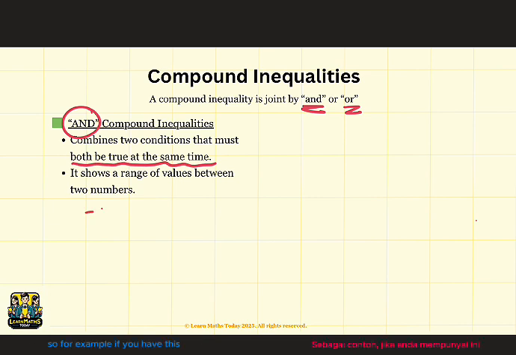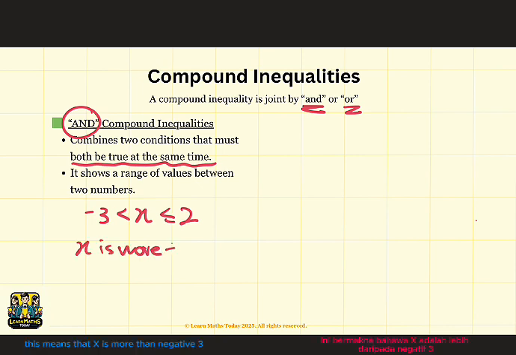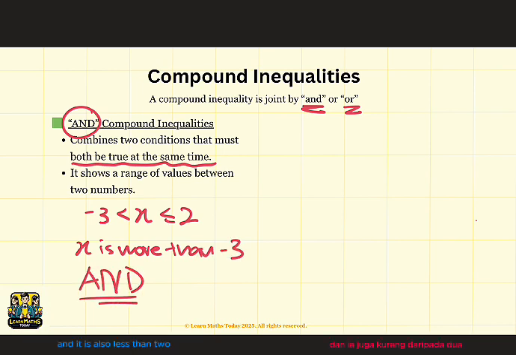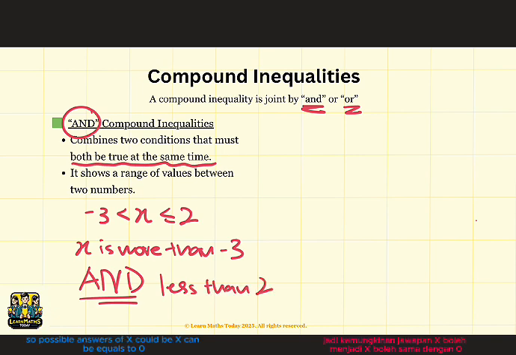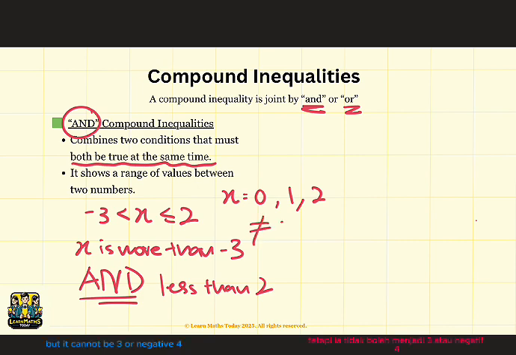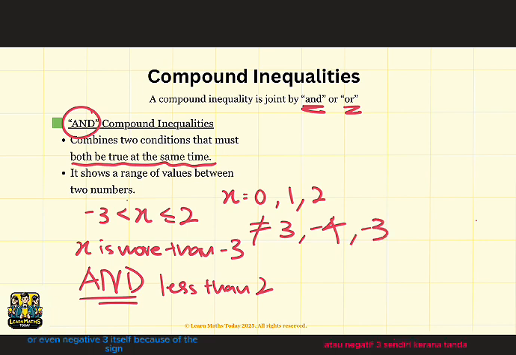So for example, if you have this, it means that x is more than -3 and it is also less than 2. So possible answers of x could be 0, 1, and it can also equal 2. But it cannot be 3 or -4 or even -3 itself because of the sign, and it falls out of range.